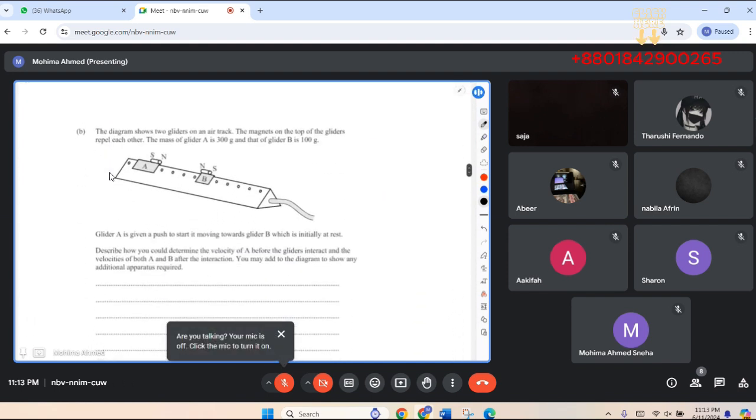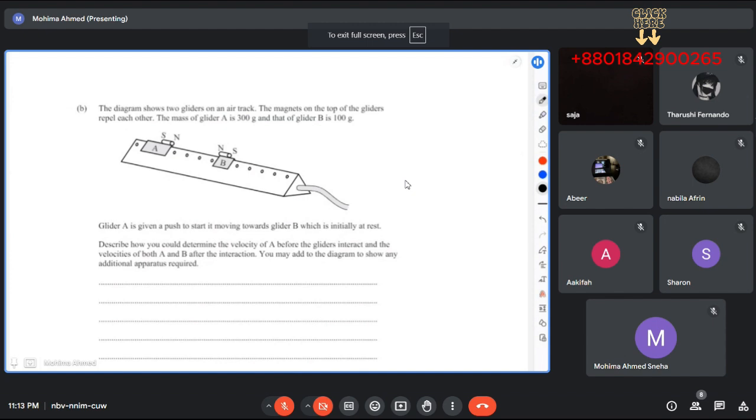Now over here, this one says that the diagram shows two gliders on an air track, and the magnets on top of the gliders repel each other. That means we are facing the north poles together. You can see in the diagram, north pole facing north pole. And the mass of glider A is 300 gram and the mass of glider B is 100 gram. That means glider A is heavier than glider B.